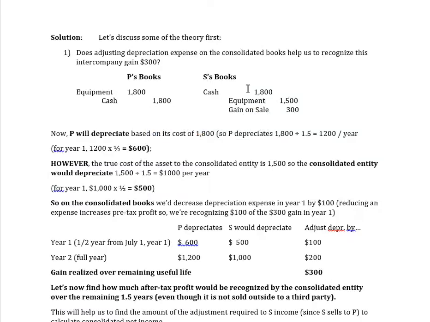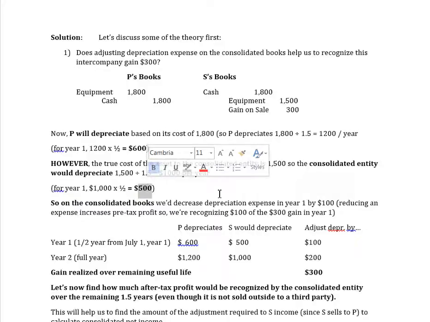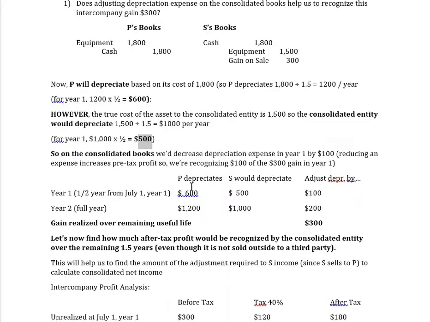Now, if the sub had still had that and hadn't sold it to P, they would have been depreciating $1,500 on the equipment, assuming they wouldn't have sold it outside. They would have been depreciating $1,500 over the next year and a half, which is $1,000 a year, or in year one, $500. So you can see we have a $100 difference. So what does that $100 difference mean? Well, if P depreciated $600, and they would, because that's based on an $1,800 cost base, the sub would depreciate $500 if they had the asset and didn't sell it to P, again on a $1,500 depreciation base. That's a difference of $100.